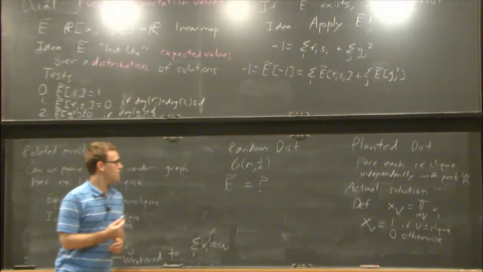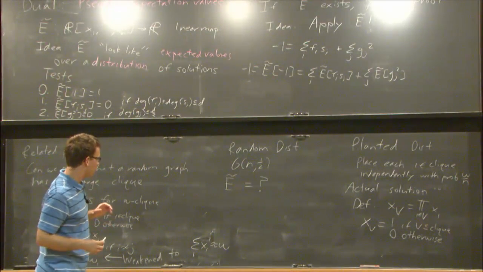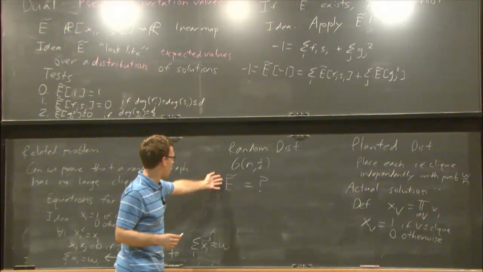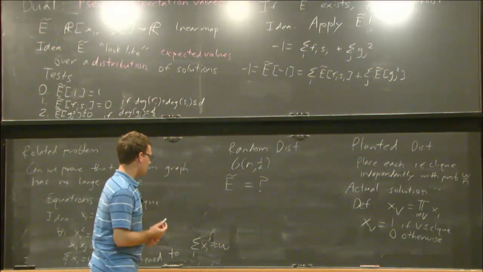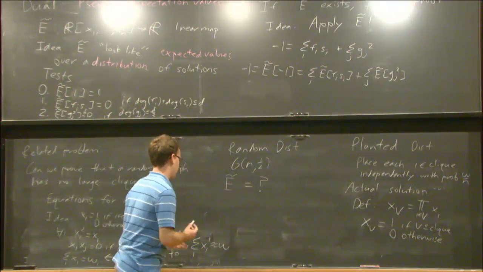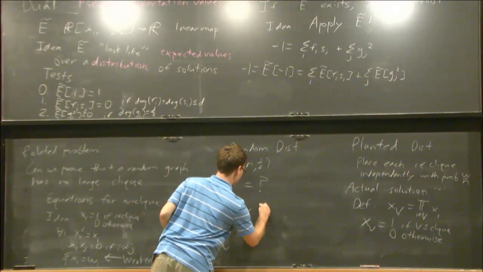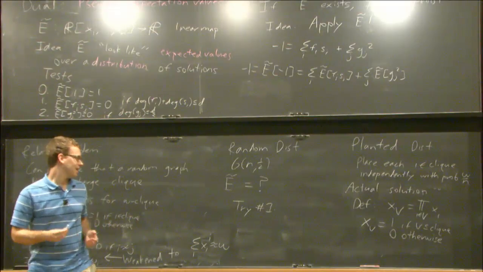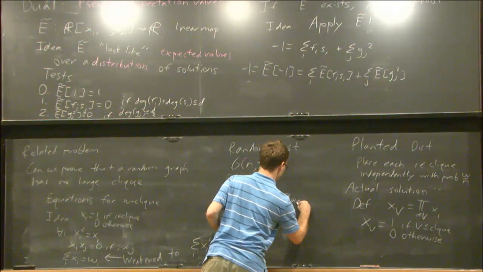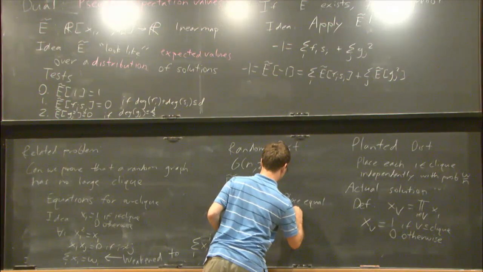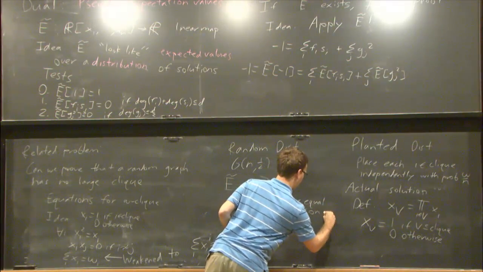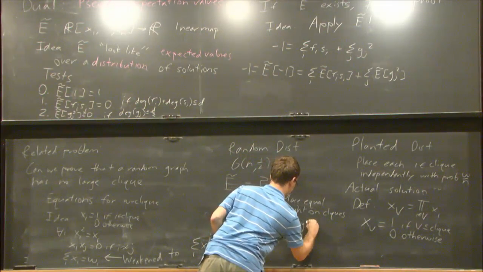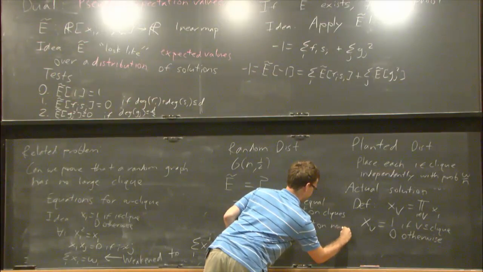Okay, so it looks like I won't have time to get to the actual pseudo-calibration, but let me just say a few final words about getting this E tilde. The first attempt, which is fairly natural, is to place equal weight on cliques and 0 weight on non-cliques.